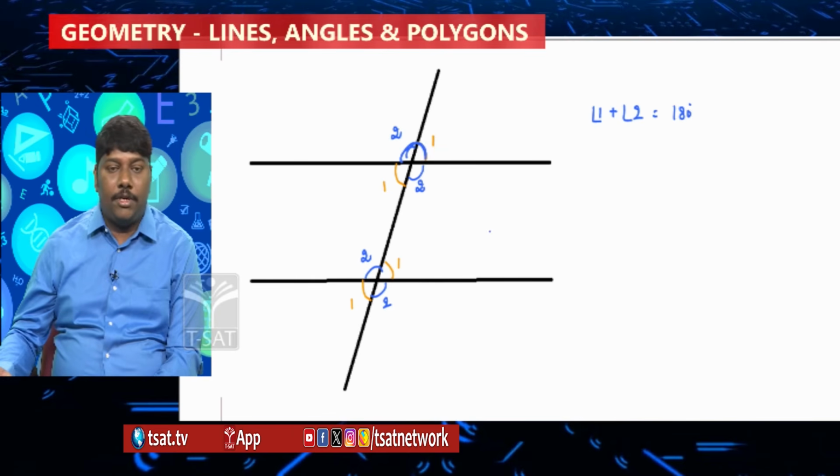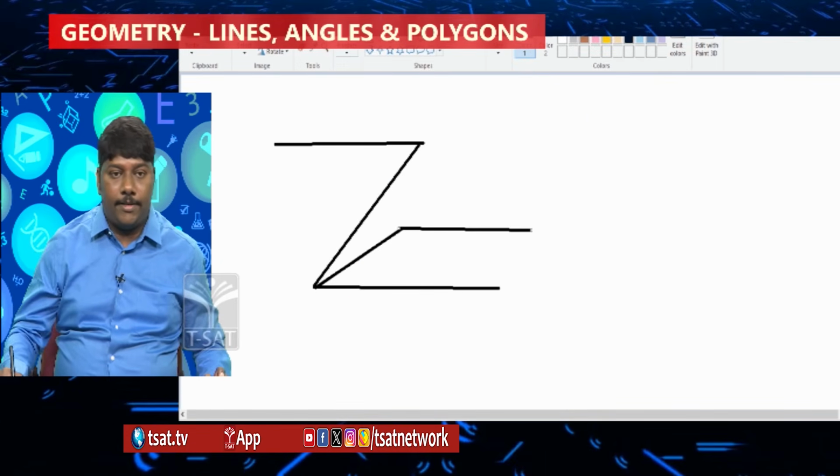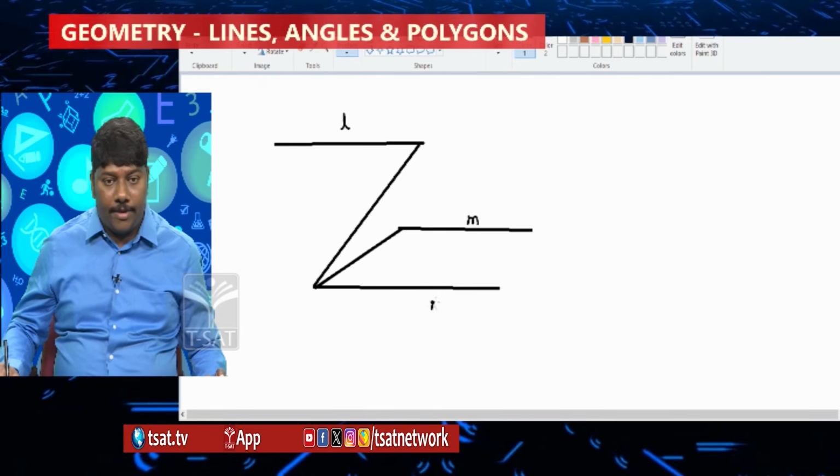There are different names so that you can identify those angles. In order to identify, I am giving different names for it. I am just taking 3 parallel lines. Take L, M, N as 3 parallel lines.